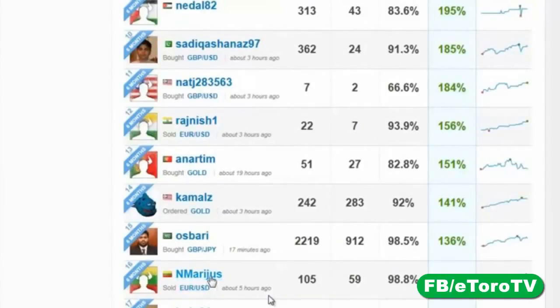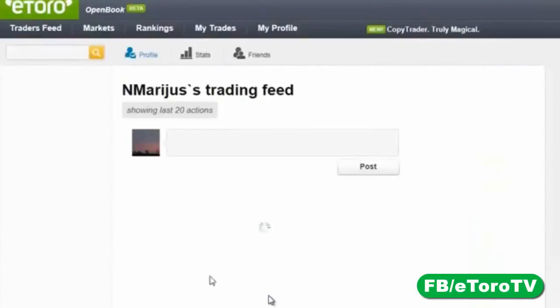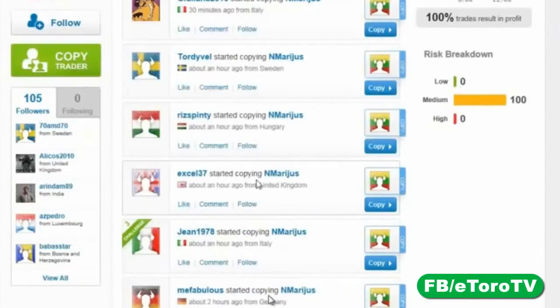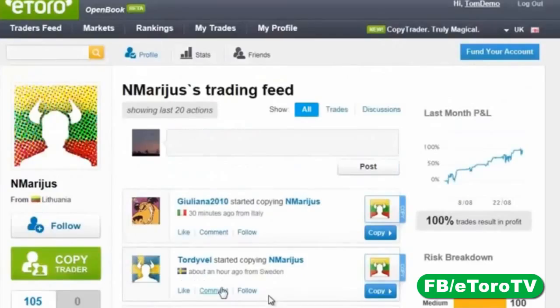And you know what I'm going to do? I'm going to click on him because I want to learn a little bit more about him. Now, what I see here is his profile, okay? Showing his last 20 actions. We can see that the last 20 actions are actions of people that started copying this trader because he's so successful, okay? This is an hour ago. This is 2 hours ago. People are copying him, and for a reason. But let's dig in even deeper.